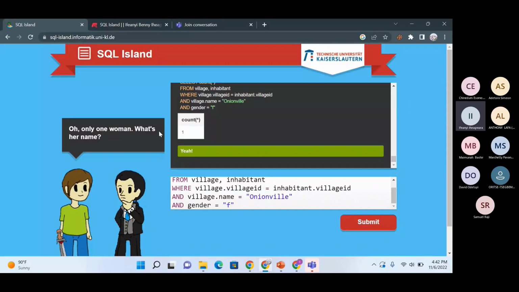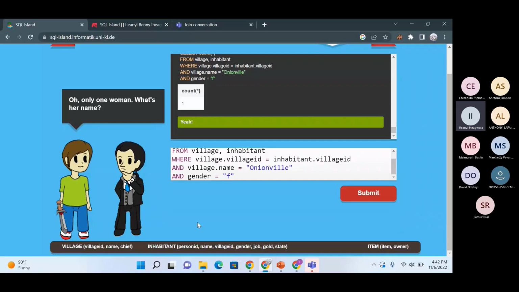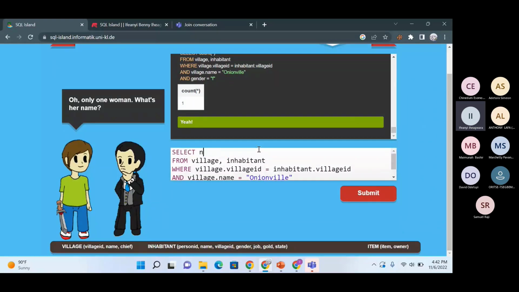Okay, so now what's the name of this lady? We don't need to use a join now to get this. We can simply get the name, because the name of everybody is in the inhabitants table.